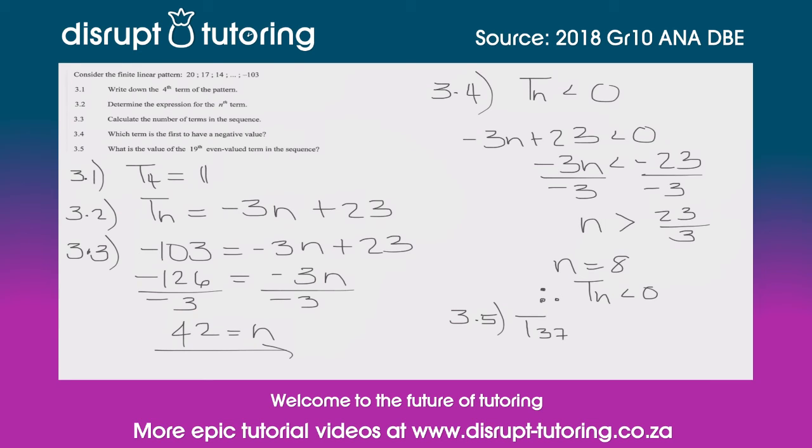Right, so we get T37 is going to equal, and we're going to plug the 37 into our general formula, minus 3 times 37 plus 23, and I'm going to use my calculator nice and cheekily, and that gives us negative 88. So negative 88 luckily is an even number, and that is going to be our 19th even valued term in the sequence. Remember, because we started with an even value, we didn't just double 19, we doubled 19 and subtracted 1.